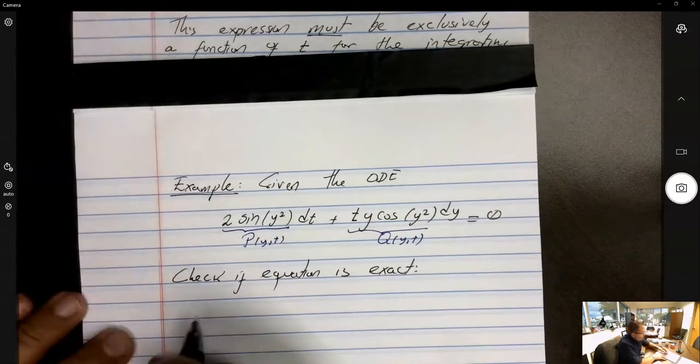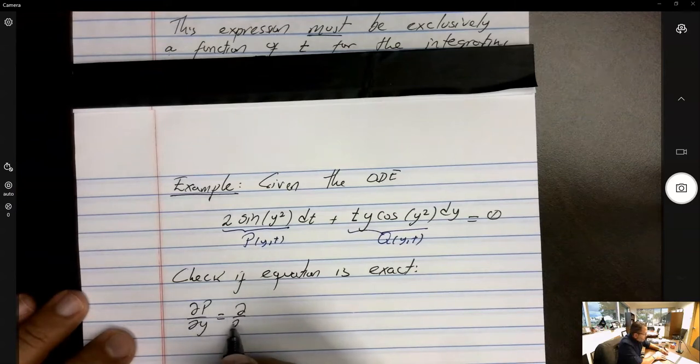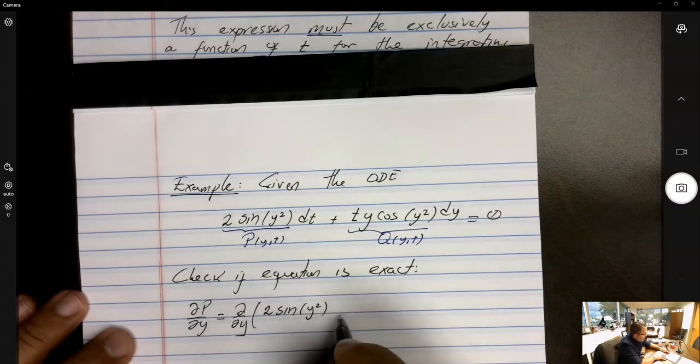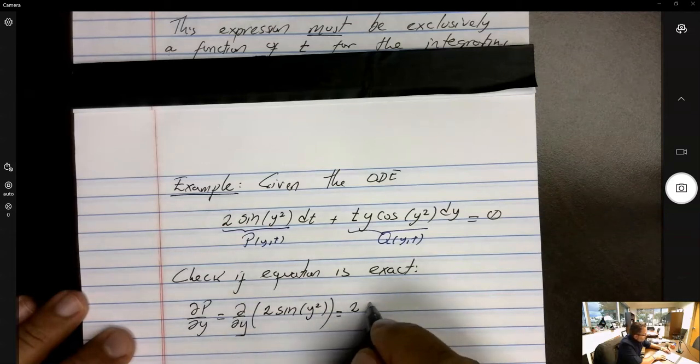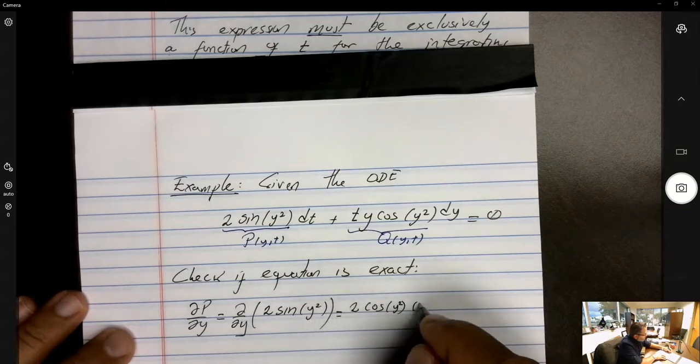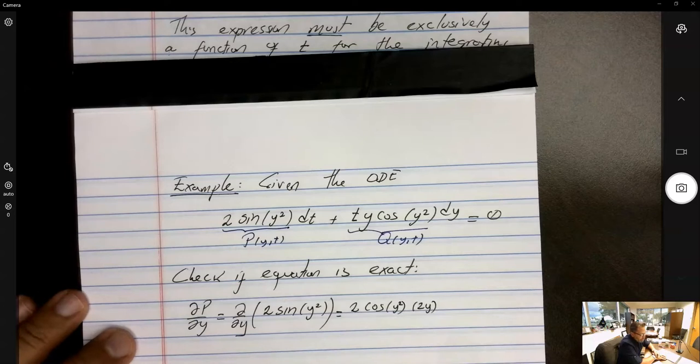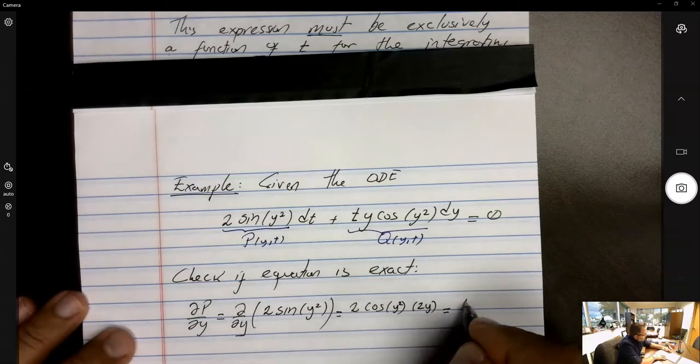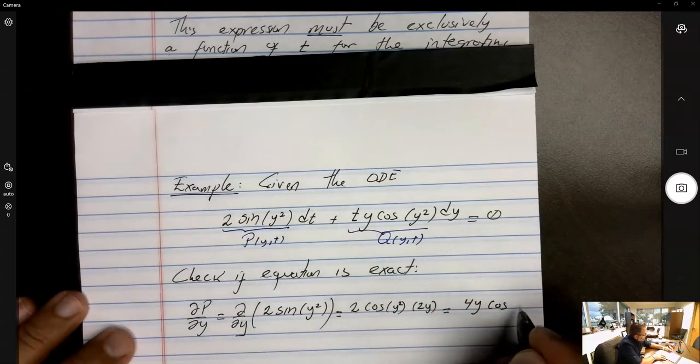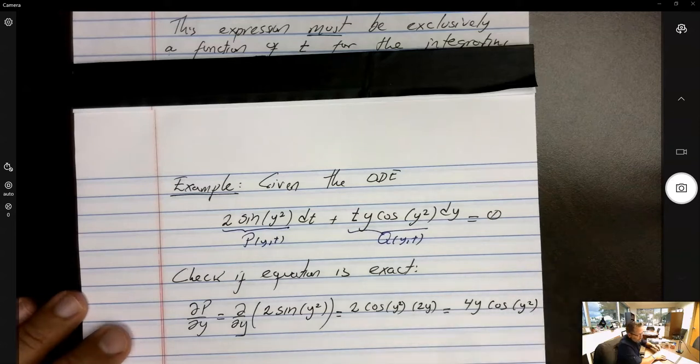All right, so we take dP/dy, which is d/dy of 2 times the sine of y squared, and that would be 2. The derivative of the sine of y squared would be the cosine of y squared times the internal derivative, which is 2y. So this will be 4y cosine of y squared.